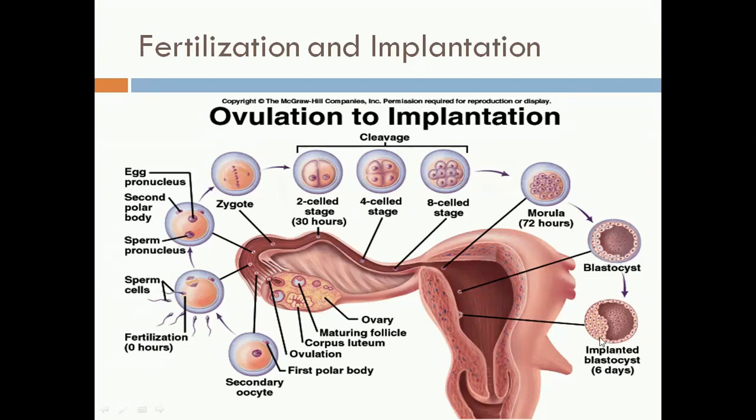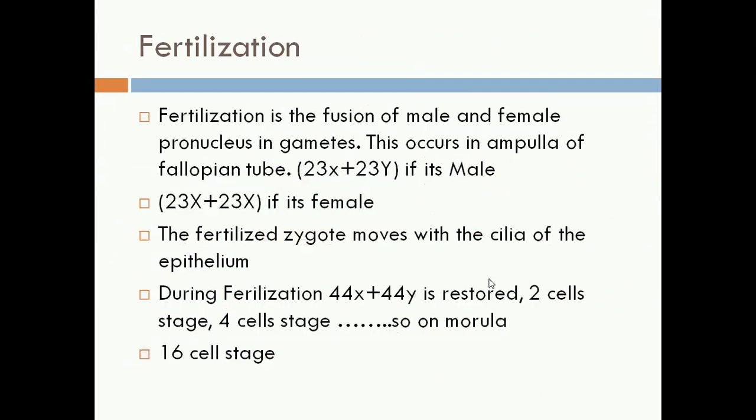And here the implanted blastocyst, 6 days after it becomes the blastocyst, enters the uterus and gets implanted. So implantation occurs exactly 5 to 6 days after fertilization. What is fertilization? So again there is a definition. Fertilization is the fusion of the male and the female pronucleus in the gametes, and this occurs in the ampulla of the fallopian tube. Whatever I have explained now has been given as a definition.